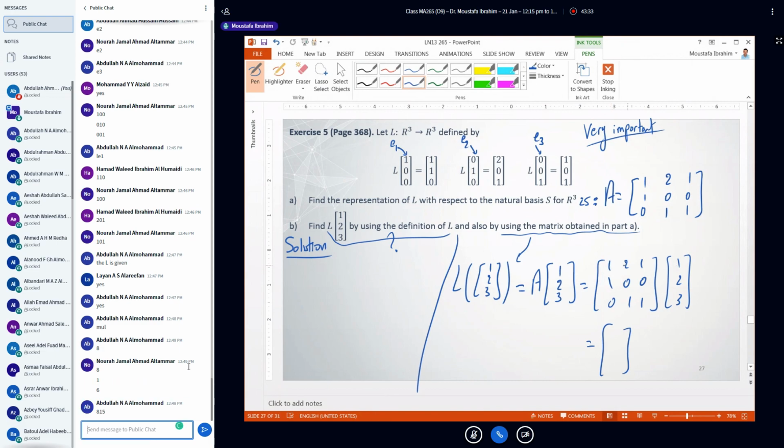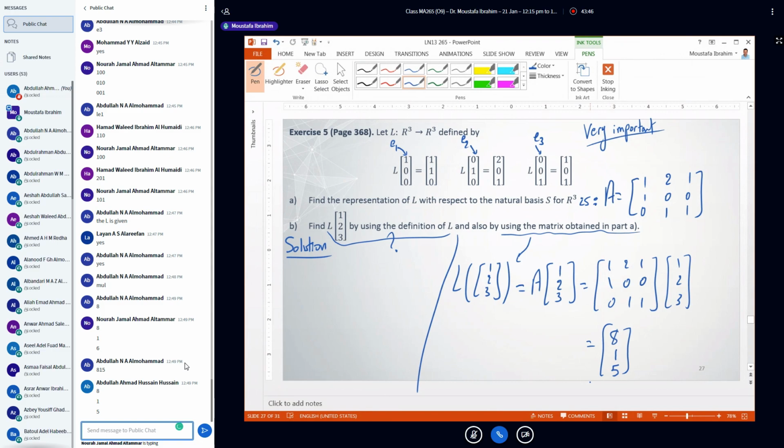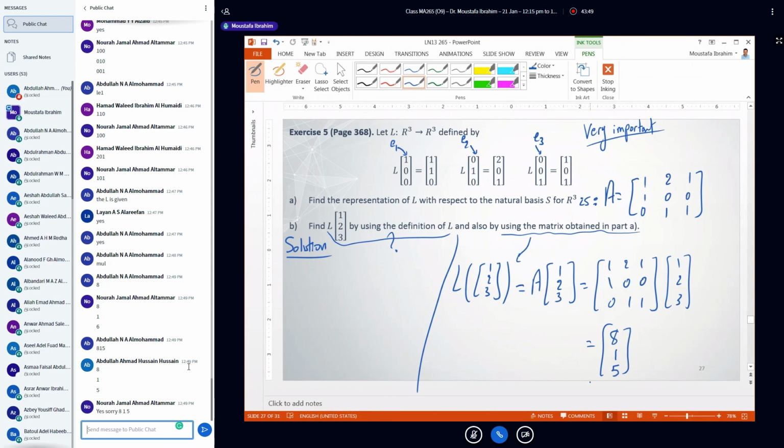1 multiplied by 1, 1 plus 4, 5 plus 3, 8. Very good. The first one is correct. 1 plus 0 is 1. And the last one, 0 multiplied by 1 is 0, plus 2 plus 3, 5. So (8,1,5). Very good. Please take a screenshot because I will erase and then we have the definition.